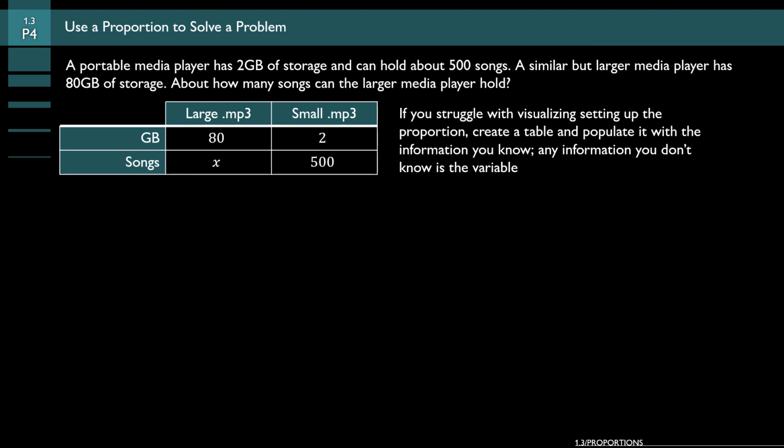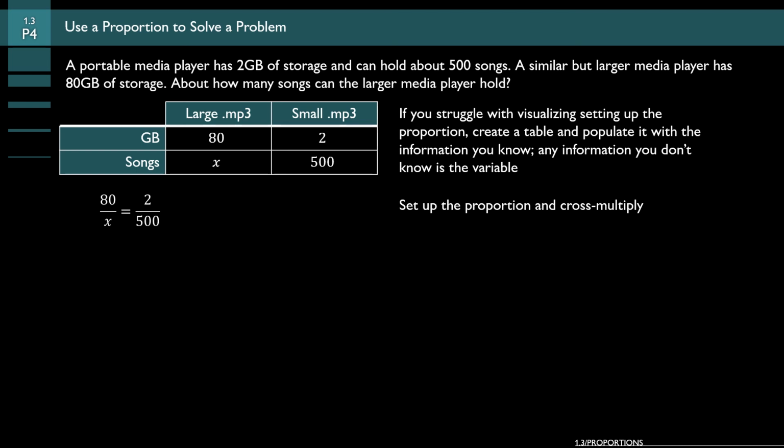And you can see that we have 80 gigabytes in the large and an X number of songs in the large, because that's what we're looking to solve. Then we've got, for the small media player, 2 gigabytes of storage with 500 songs of capacity. So all you do is you take that table that you set up and just convert them into fractions. We end up with 80 over x equals 2 over 500.